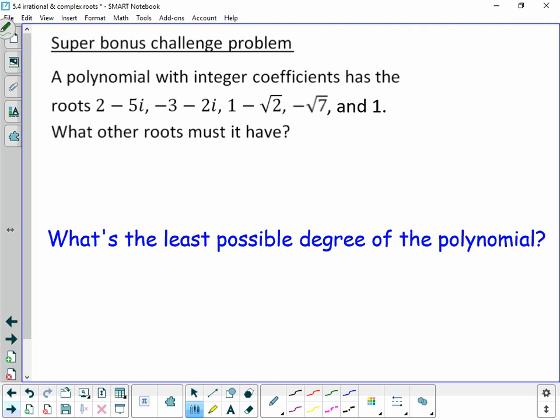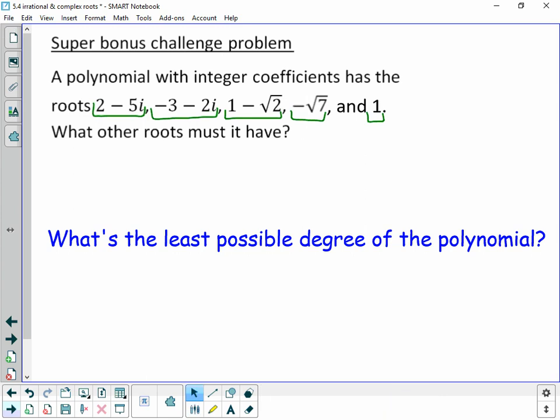Okay, here's the super bonus challenge problem. A polynomial with integer coefficients has these roots. Now, when you see a list like this, you need to be really careful that you're pulling the right numbers. 2 minus 5i is one of the roots. -3 minus 2i is one of the roots. The commas are separating these. 1 minus 2 square root of 2 is a root. -7 and 1. Those are the ones it's telling us. So it gave us 5 roots so far. The question is, what other roots must it have?